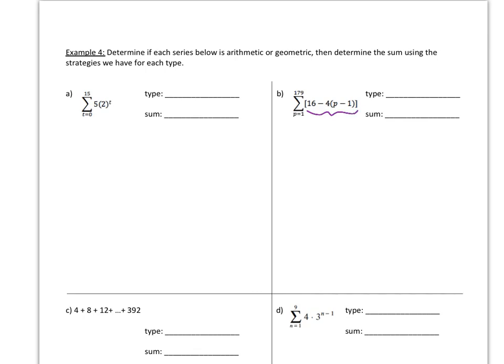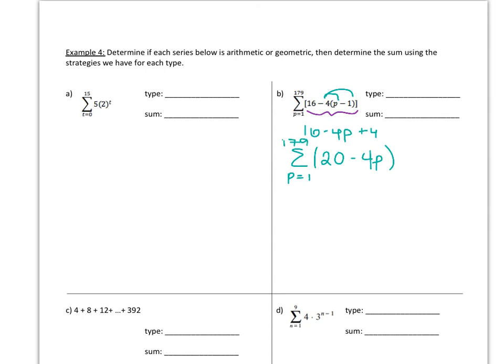So we've got 16 minus 4 times p minus 1. So the first thing we need to do is distribute this negative 4 to both of these, and we end up with 16 minus 4p, and then negative 4 times negative 1 is positive 4. So what we actually have here is the sum of 16 plus 4, so that's 20, minus 4p. And that sum starts at 1 and goes up to 179.